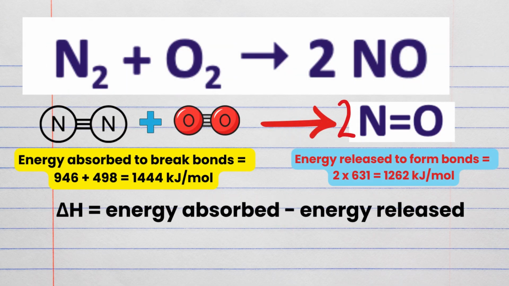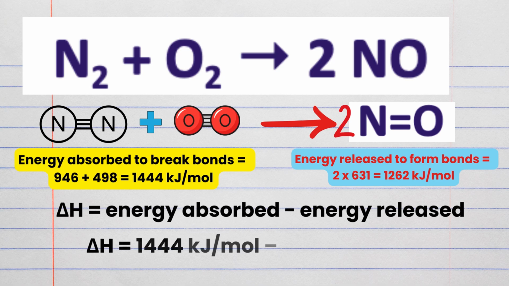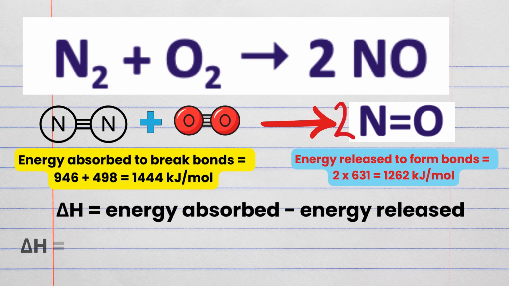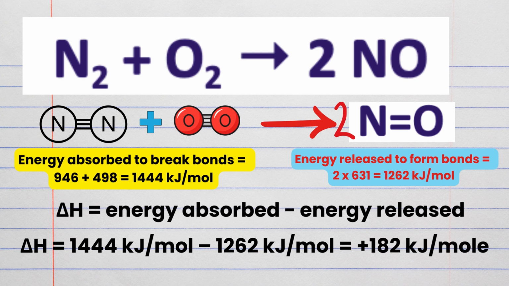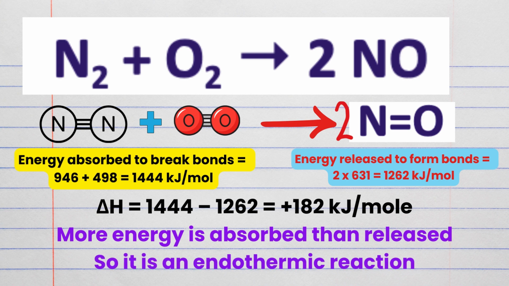The net energy change or the enthalpy change of the system equals 1444 kilojoules per mole, which is energy absorbed, minus 1262 kilojoules per mole, which is energy released. And that equals plus 182 kilojoules per mole. More energy is absorbed than released, so it is an endothermic reaction.